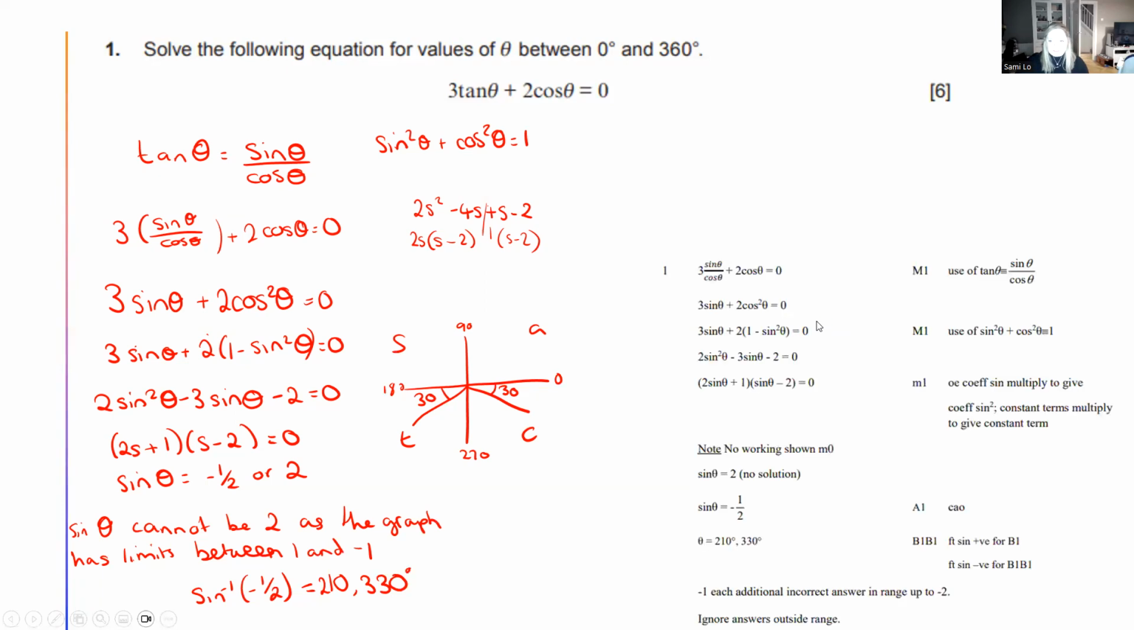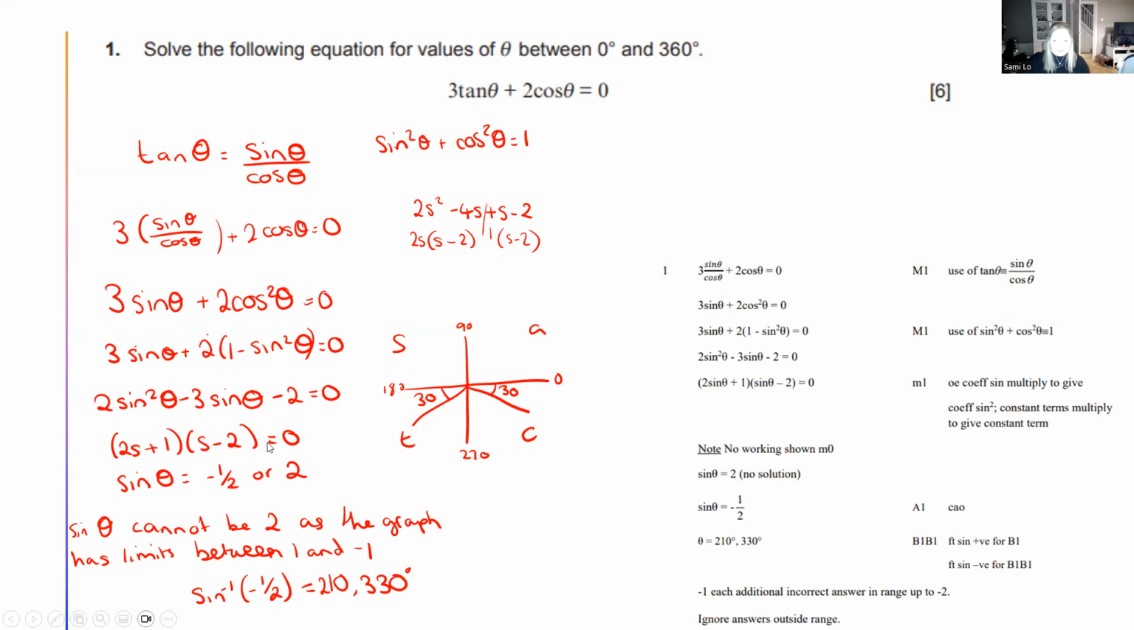Okay, answers. So the first step, we got 1 mark, and that was just using tan theta equals sine theta over cos theta. So we're literally subbing that in, which we've shown here. So that gave us our first mark. Our next mark was using sine squared theta plus cos squared theta equals 1, which is what we've shown here. So that was our second mark.